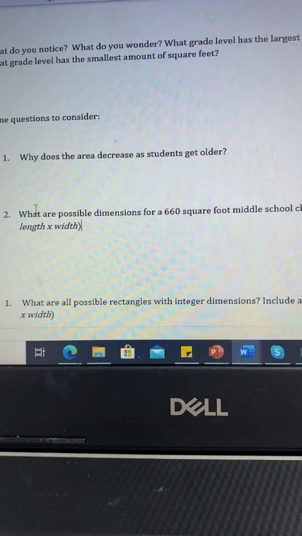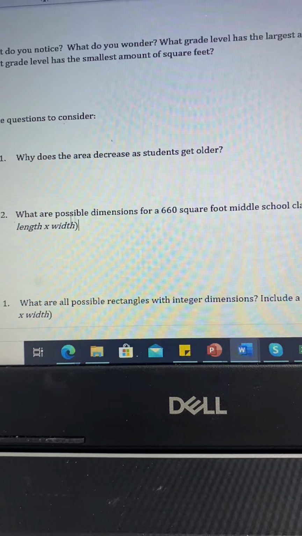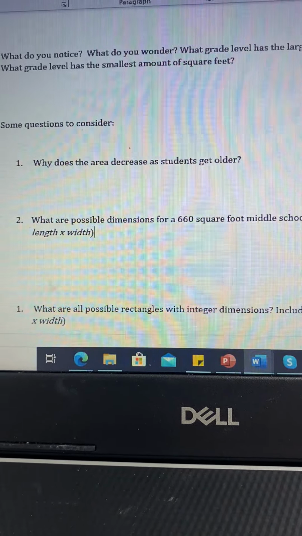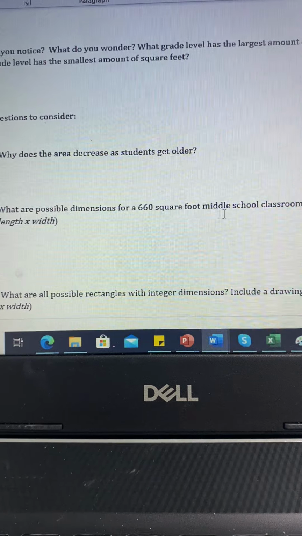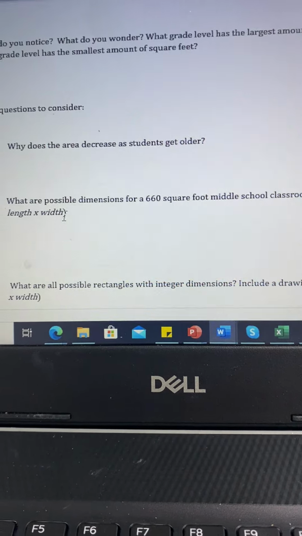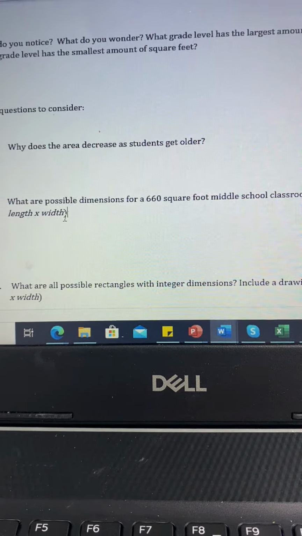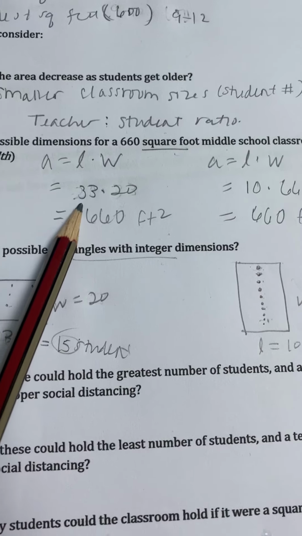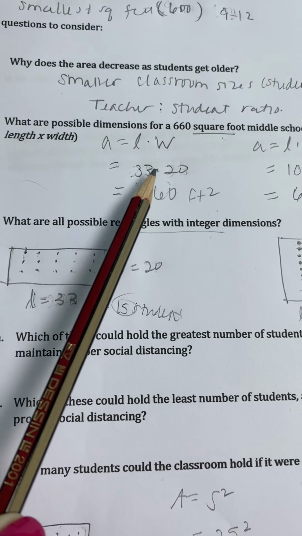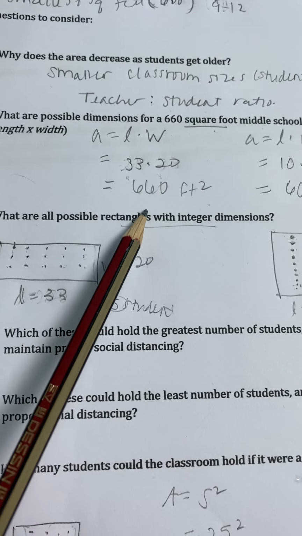So I know a lot of students had trouble with number 2. What are possible dimensions for a 660 square foot middle school classroom? On that one, again, you're going to use length times width. There's a lot of different numbers you can use. I'll show you my example. I decided to use a length of 33 and a width of 20. So if you do 33 times 20, you get 600 feet squared.